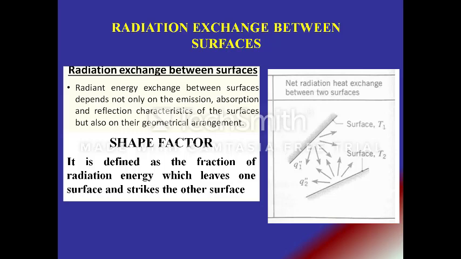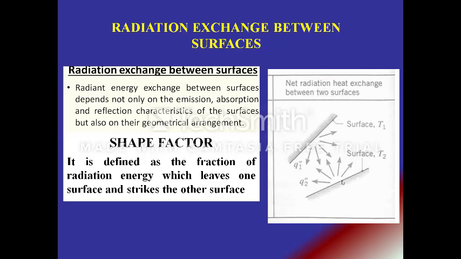For example, see the two surfaces which I have shown here, surface 1 and surface 2. Assume that they are flat plates. If they are very large plates and I keep both plates parallel to each other, then whatever radiation energy is coming from one surface will completely fall on the other surface. Yes, correct. This is valid when the plates are very large and parallel to each other.